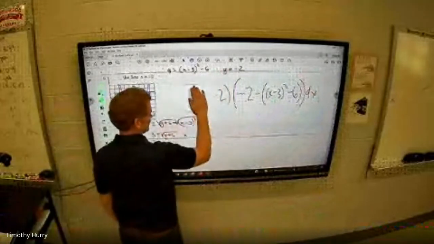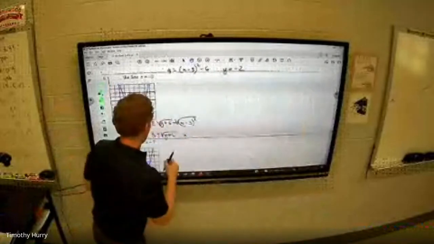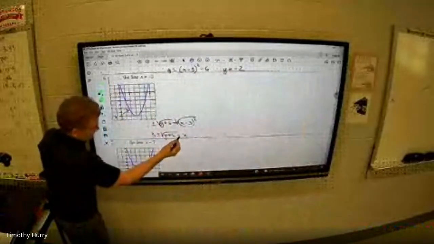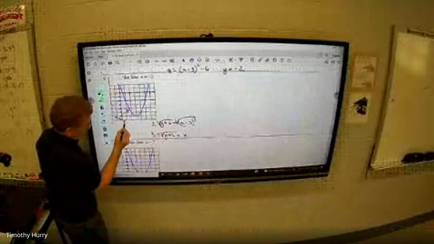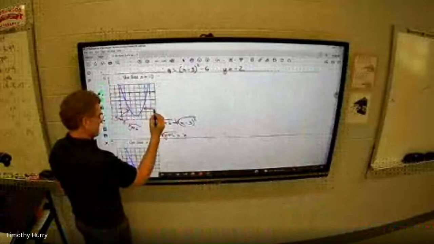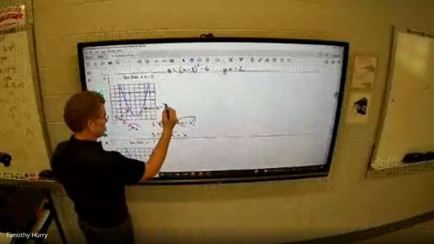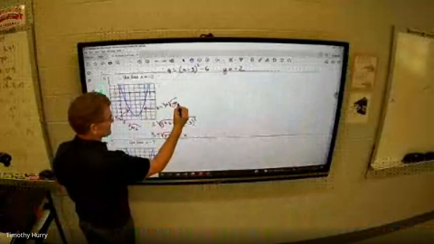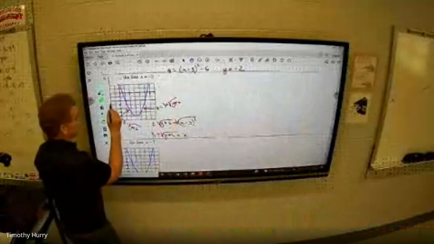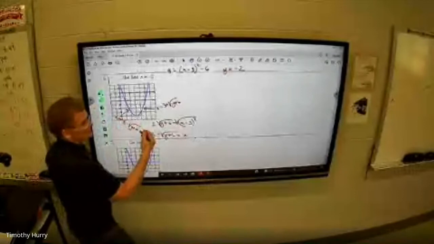You would have to come in here and go, okay, this is the x equals the 3 minus the square root of y plus 6. This is the x equals 3 plus the square root of y plus 6. Are you tracking with me? And you would have to go, all right, I got to do a whole minus a whole.